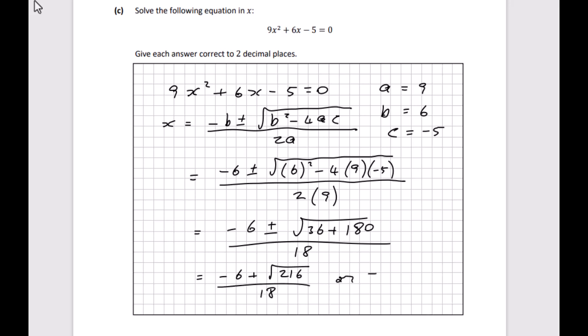Or we've got minus 6 minus the square root of 216 over 18. So these are our two answers. Now we were required to give our answers correct to 2 decimal places. When you do each one of these individually, you can do them on your calculator. The first one here on the left, to 2 decimal places, is 0.48. This one over here is minus 1.15.